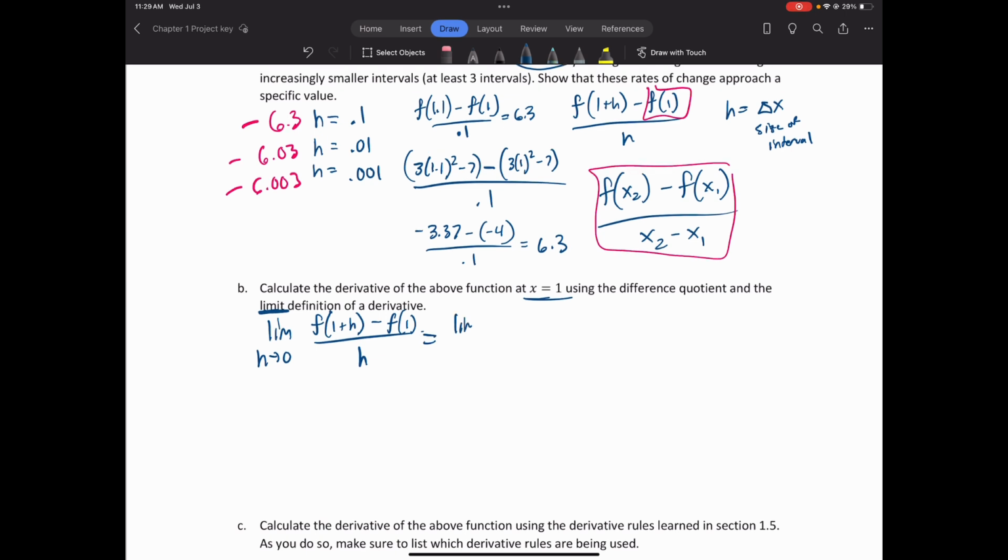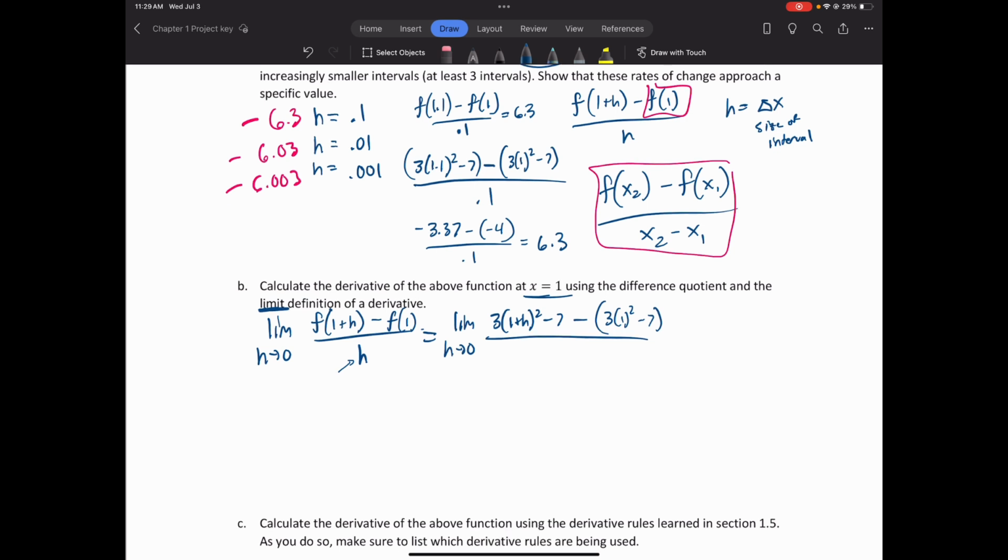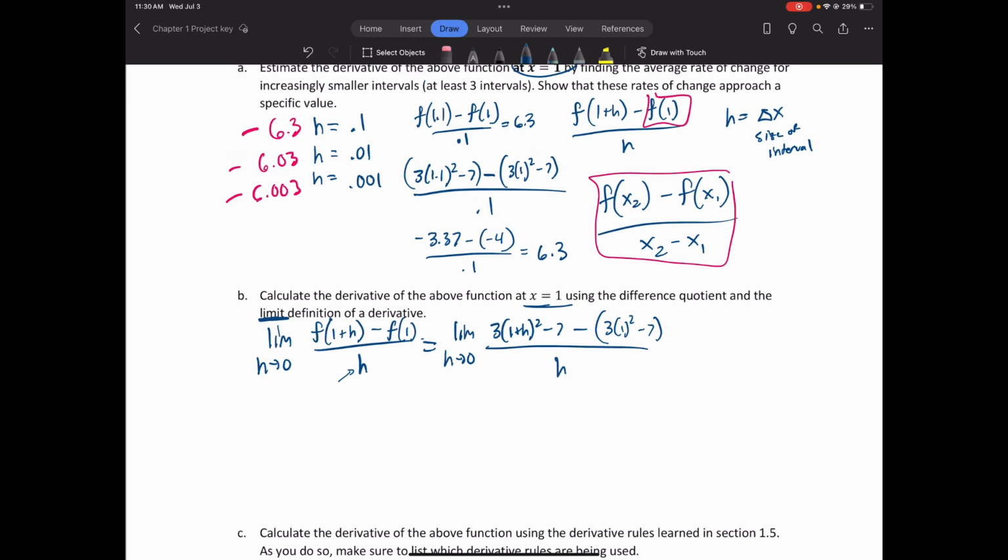Okay, well, what does that give me? I'm going to keep this limit throughout, but I can't plug in 0 for h yet until I get rid of this h in the denominator. I have to eliminate that first. So let's see what we get. We get 3 times 1 plus h squared minus 7 minus 3 times 1 squared minus 7. Well, I actually already know what that piece is equal to. I know this piece is just equal to negative 4.